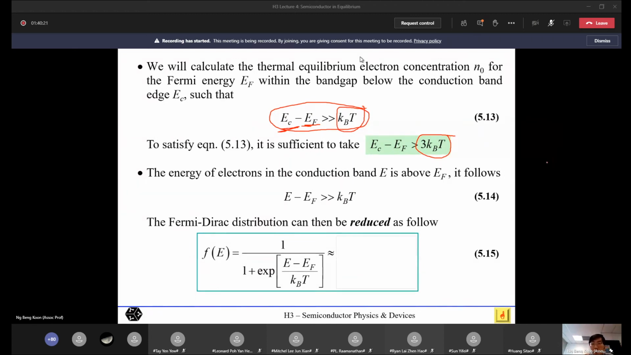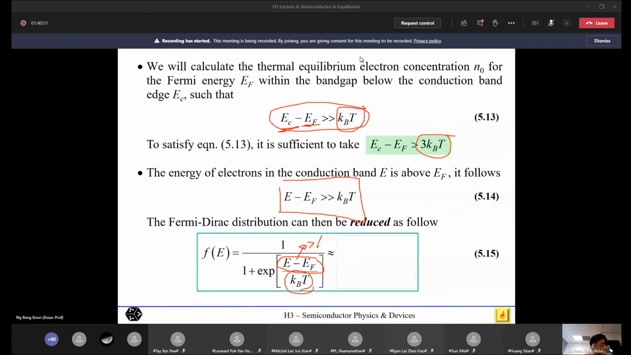So if this condition is true, then we can simplify the Fermi-Dirac distribution function to a simpler form. If E minus EF is much greater than KBT, then when you divide by KBT, this will imply that this value here will be greater than 1.